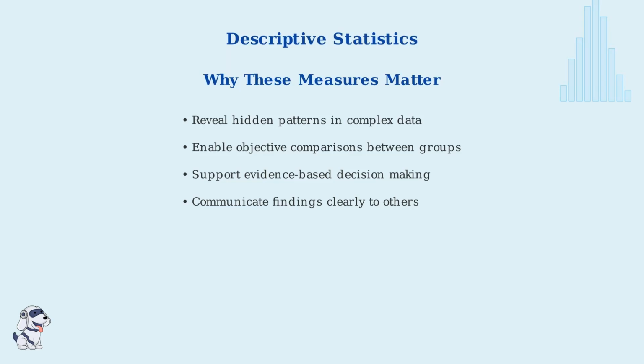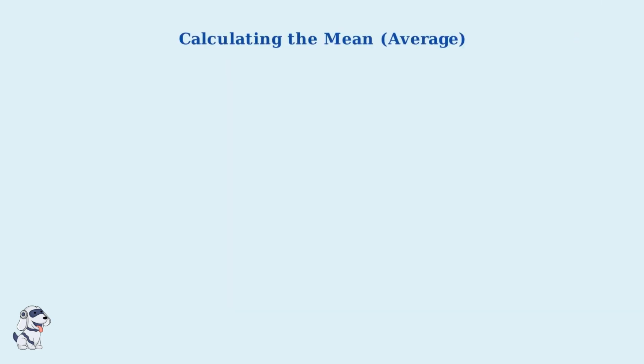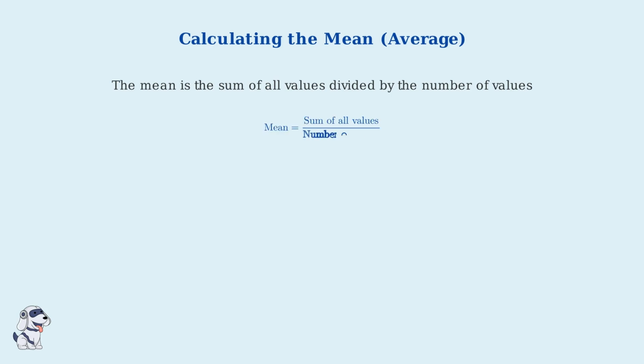insights from any dataset you encounter. The mean, also known as the average, is one of the most fundamental measures in statistics. It tells us the central value of a dataset. The mean is defined as the sum of all values in a dataset divided by the total number of values. We can express this mathematically with this formula. The mean equals the sum of all values divided by the number of values.